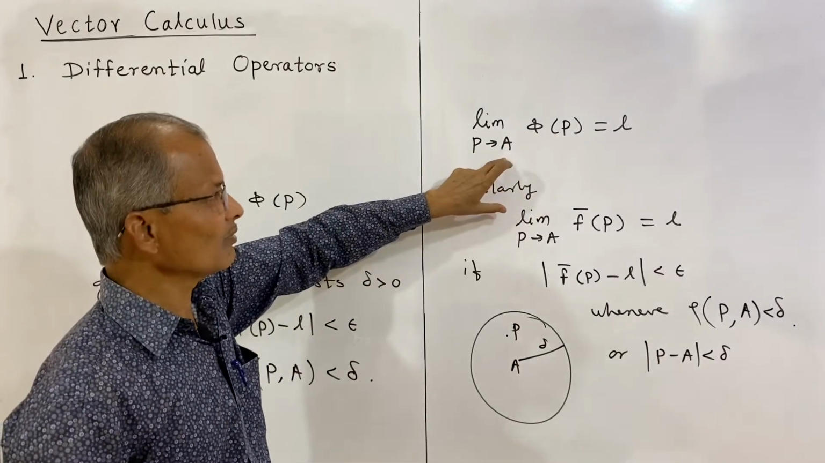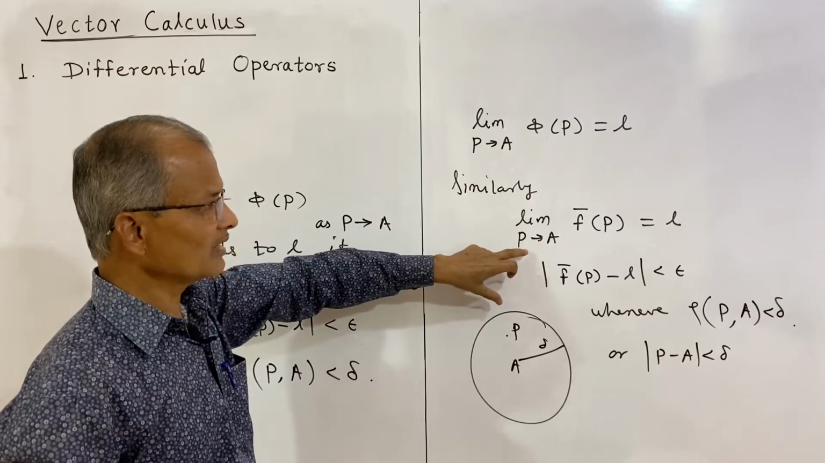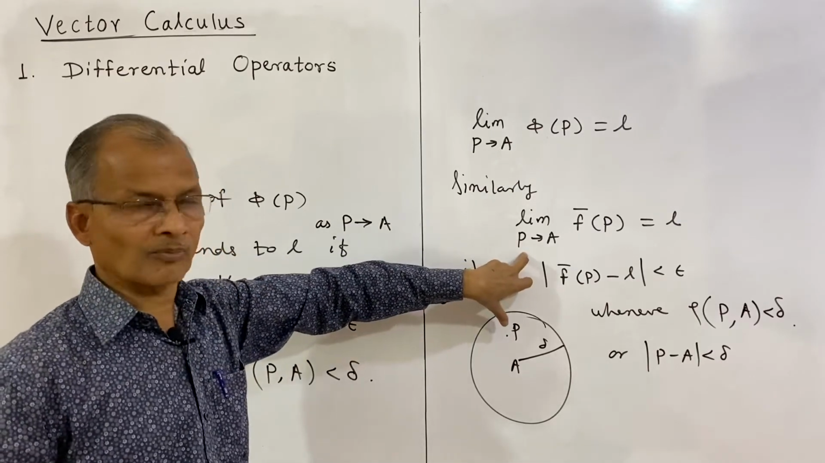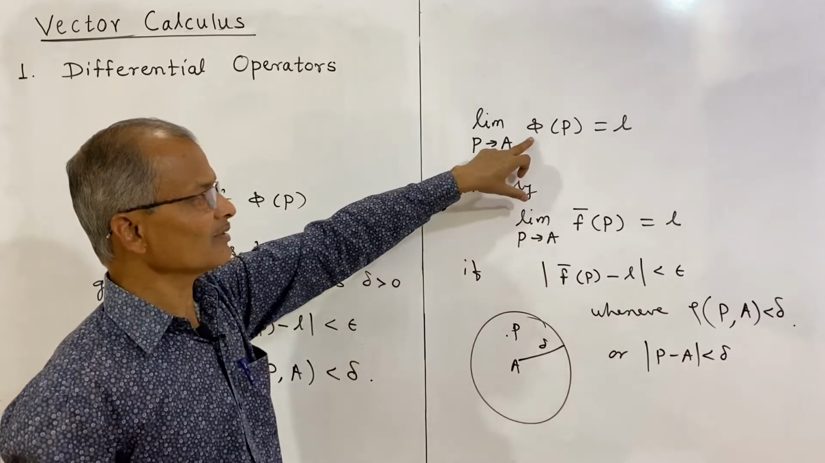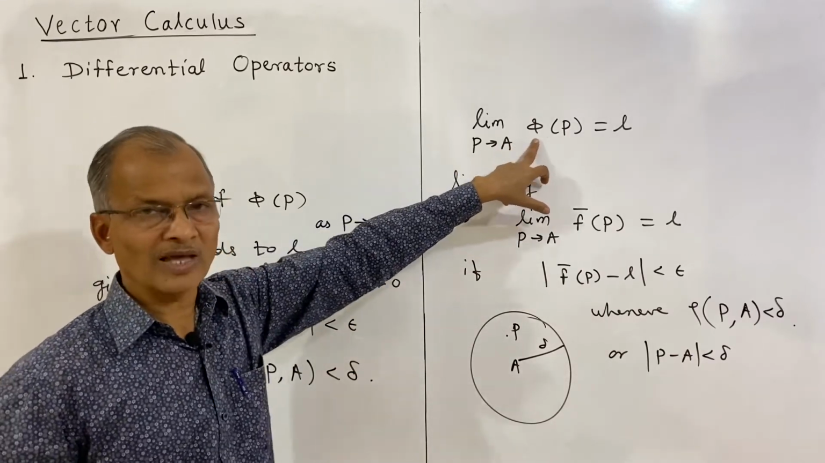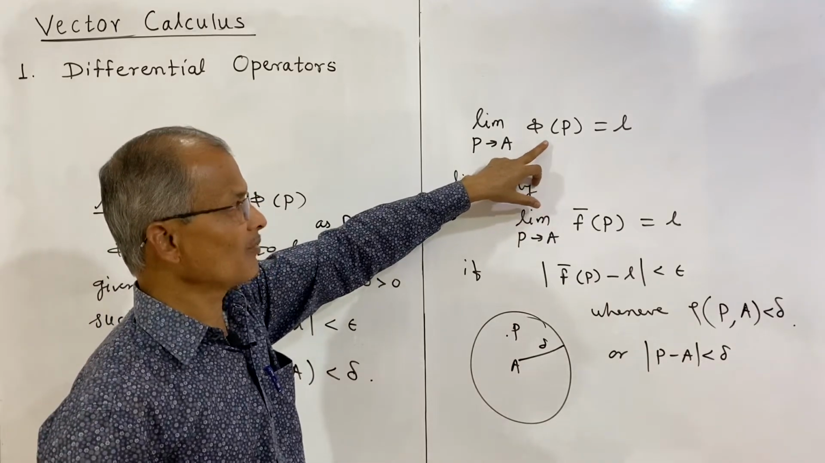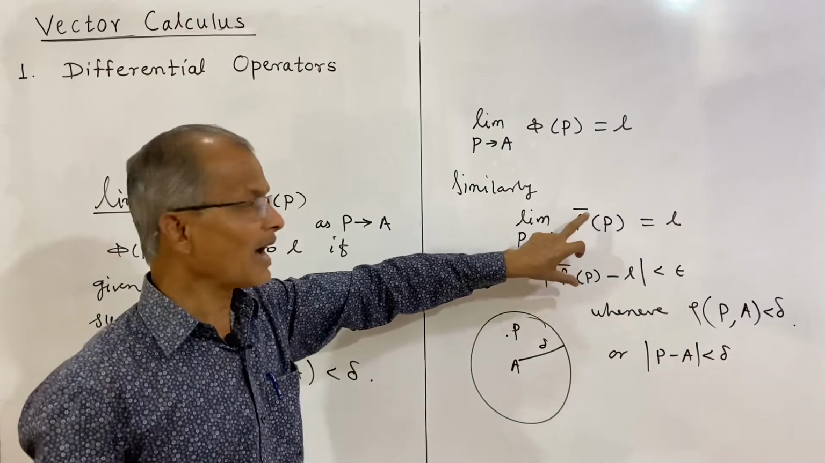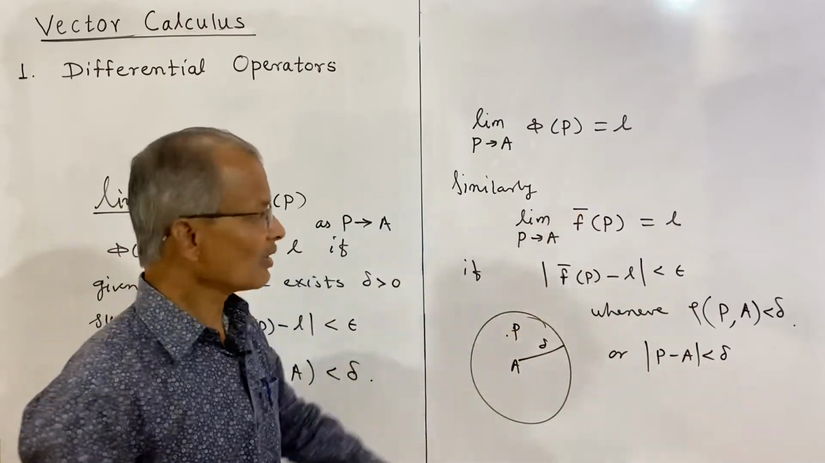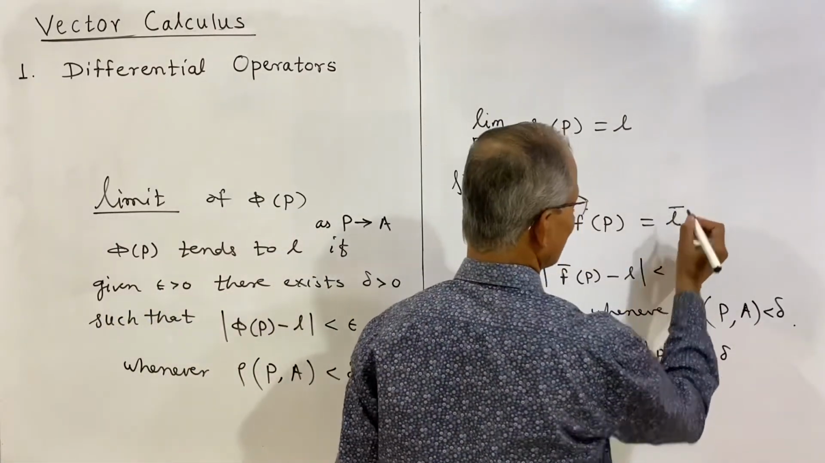So, this we denote for scalar point function and this we denote for vector point function. The only difference in notation is that scalar we denote by the Greek letter phi of p, and for vector we are using f bar. Bar denotes vector quantity.